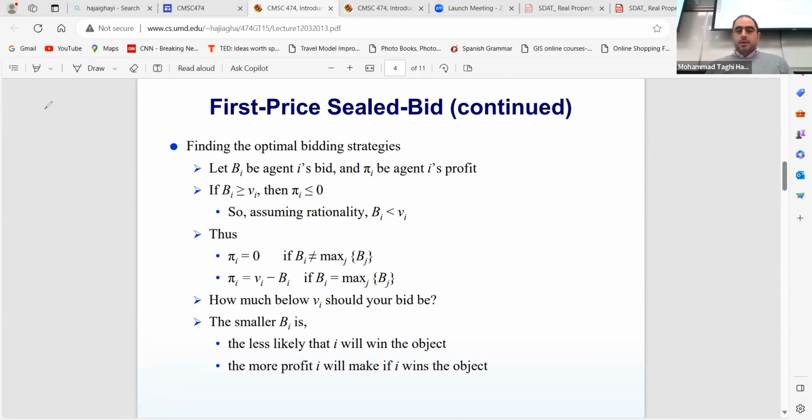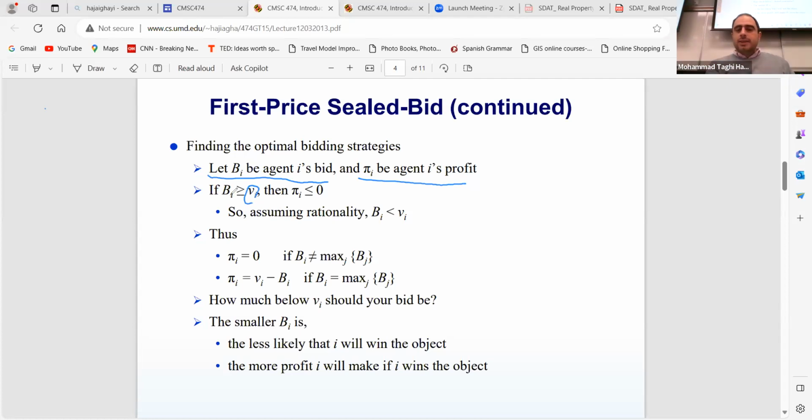So we try to find essentially the optimal bidding strategies. We need to do some math. Let B_i again be the agent i's bid. Let π_i be the agent i's profit. And V_i is the actual valuation, the true valuation.